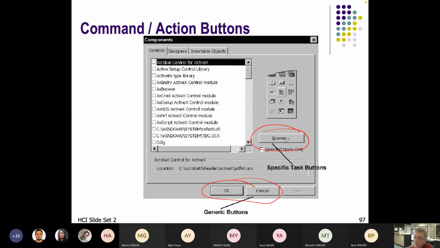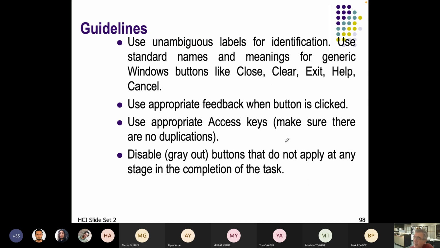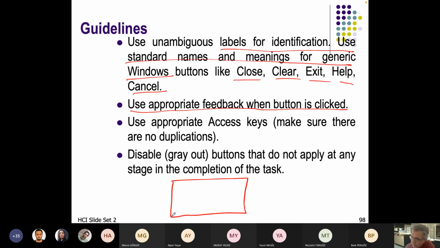So what are the guidelines on this? For labels and identification, use standard names and meanings for generic windows or macro buttons like close, clear, exit, help, cancel. So use standard names in Turkish or in English or French or whatever, but use standard wording. Use appropriate feedback when the button is clicked. This is also interesting. You have a window and you have an OK button.